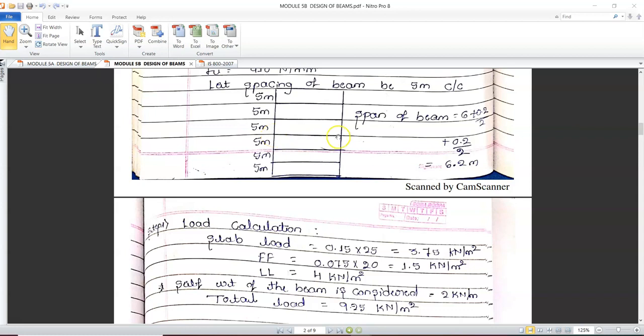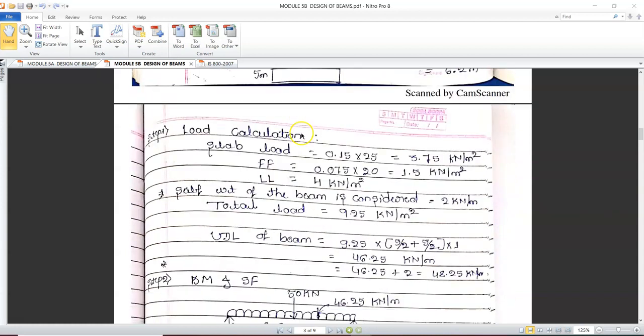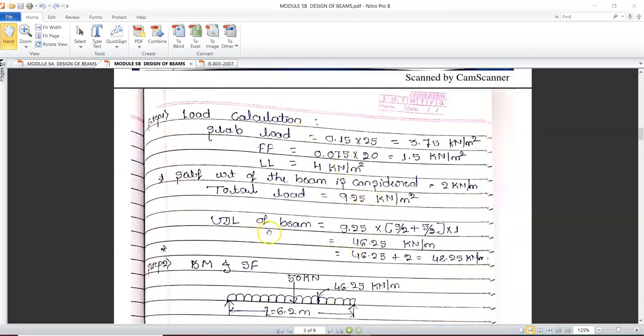This beam will take a load from a 2.5 meter slab on this side, and the other side also has a 2.5 meter slab load. So the UDL on the beam will be the total load 9.25 into 5 by 2 plus 5 by 2. Now these are the slab panels on either side.